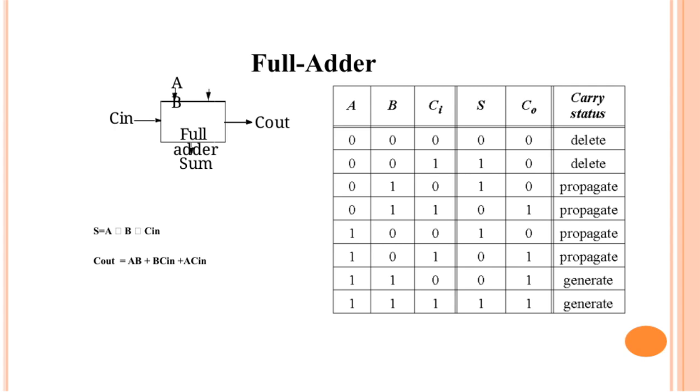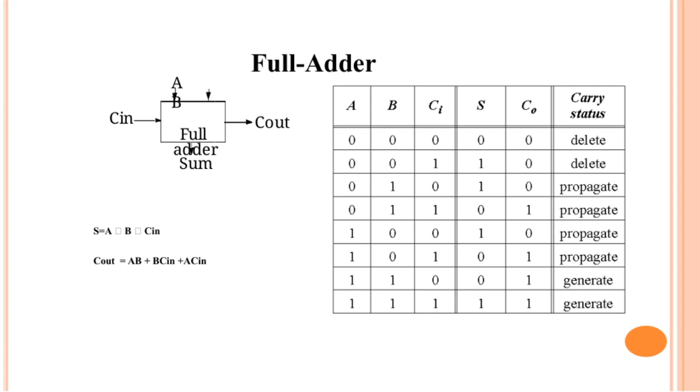The sum output is calculated using the XOR operation among A, B, and CIN, which is shown as S equals A XOR B XOR CIN. This operation effectively adds the three input bits while accounting for any carry-in.